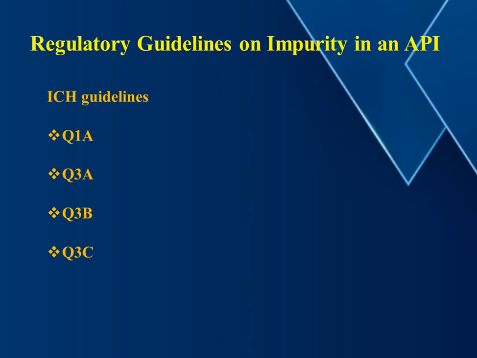Regulatory guidelines on impurity in an API. According to ICH guidelines, Q1A is the guideline for stability testing of new drug substances and products. ICH guideline Q3A indicates impurity in new drug substances. Guideline Q3B tells us about impurity in new drug products, and last, Q3C is a guideline for residual solvents.